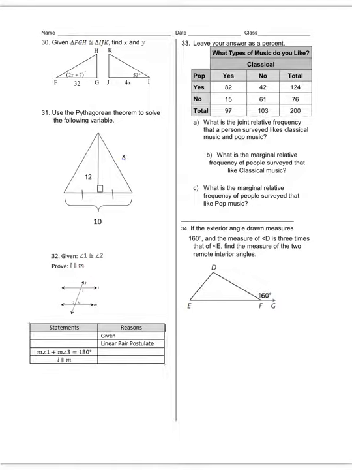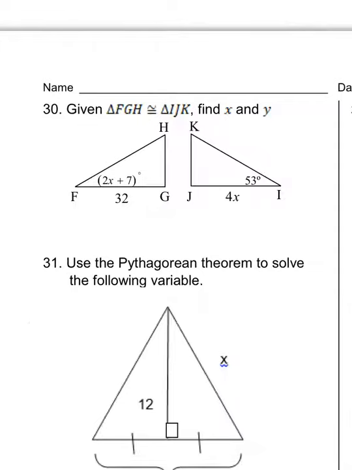And finally, page 4. Number 30. These two triangles are congruent, and we did need to change this to 4y instead of 4x because they are asking us to solve for x and y, and that was a typo there. So we know that we need to find x, and x is in angle F.